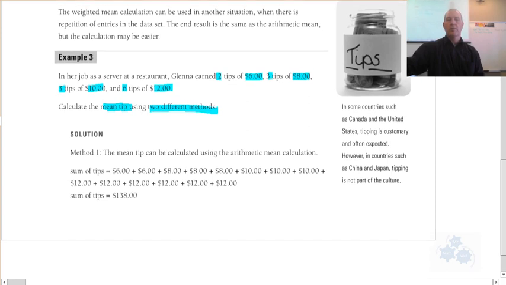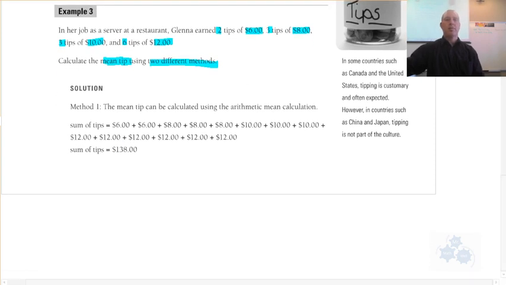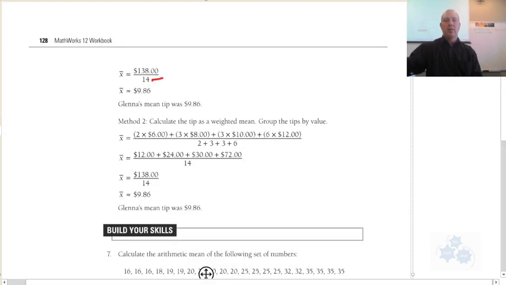So the first method would be just a simple arithmetic mean, and by that I mean this. If there are 2 tips of $6, you add $6 twice. If there are 3 tips of $8, then you add 8 3 times, and so on. 3 tens, and 6 12s. Now you count up the number that you have, and that's 2 plus 3 is 5, 8, 14. So you add up all the tips, and then you divide by 14. And that's how you get your average tip. So that's method 1, just a simple arithmetic mean.